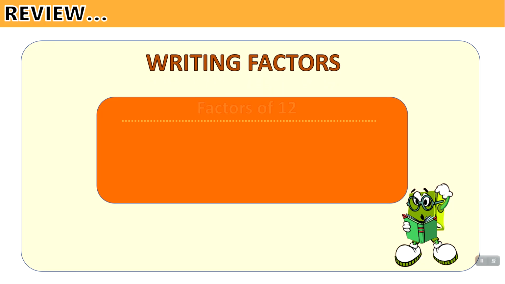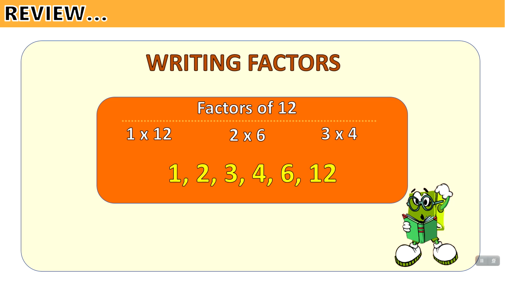Let's write the factors of 12. How can we get 12 by multiplying two numbers together? Any two numbers. 1 times 12 is 12. 2 times 6 is 12. 3 times 4 is 12. And so the factors of 12 are 1, 2, 3, 4, 6, and 12.